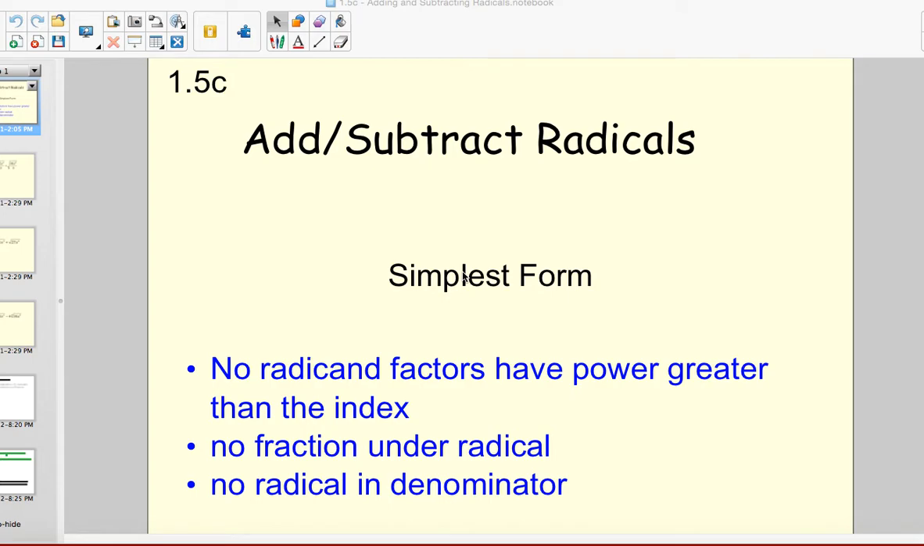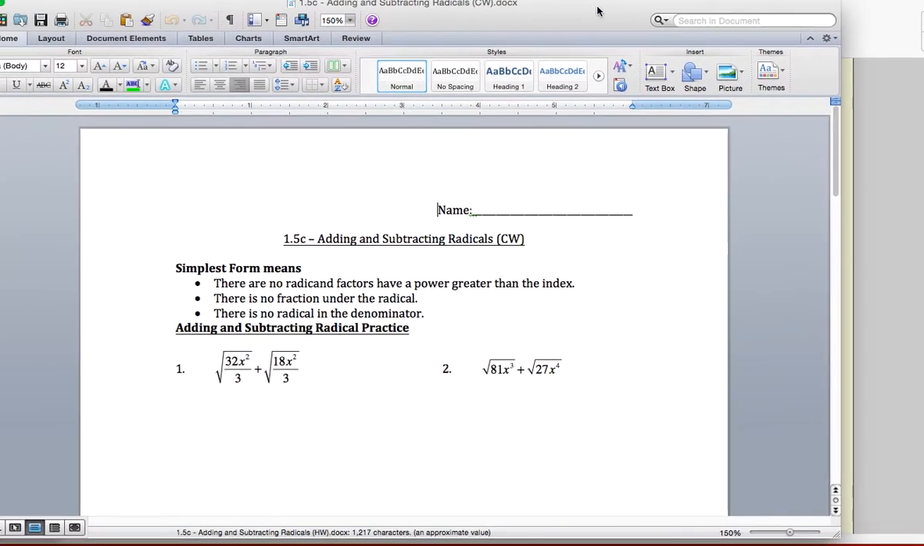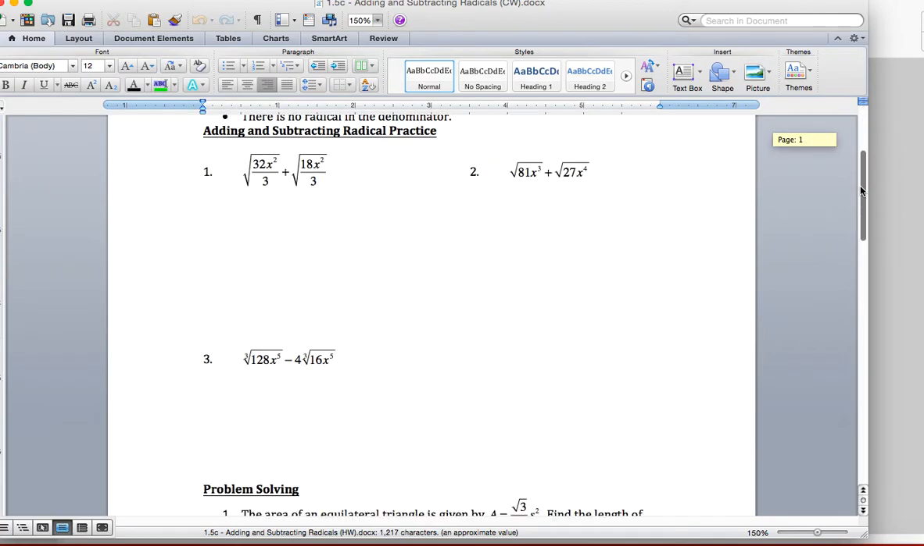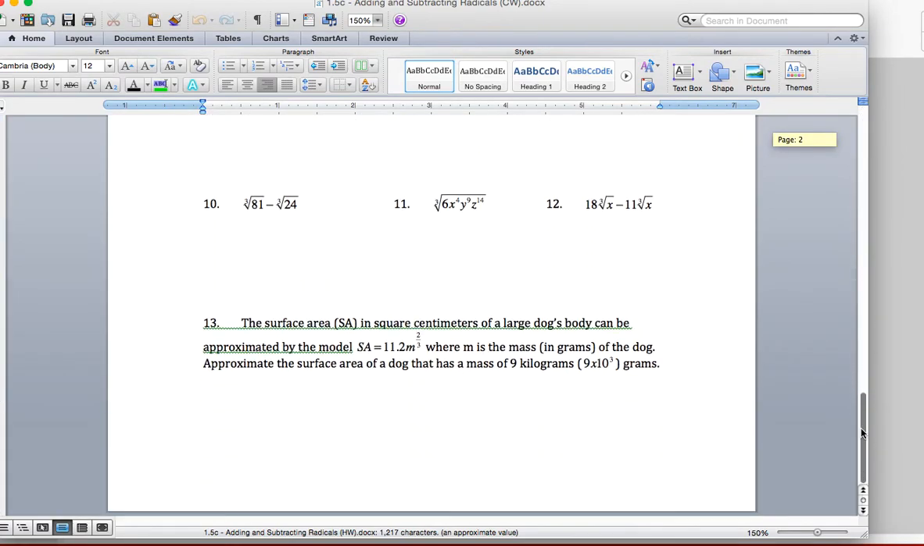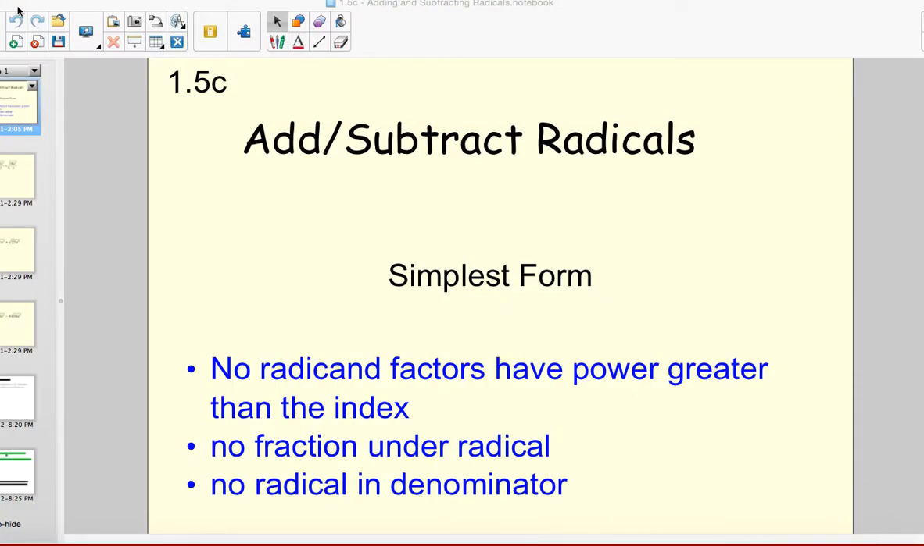This is for Accelerated Algebra 2. We have the September 28th lesson, which is 1.5c, adding and subtracting radicals. What you should have in front of you, and pause the video if you don't have it, there'll be one in the corner, is a 1.5c classwork that looks just like this. So you can take notes, the slides match what that has.